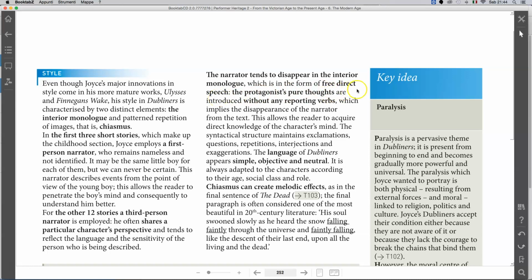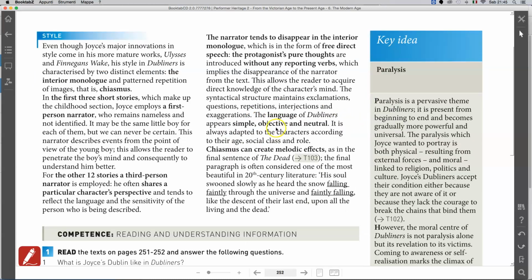The free direct speech is the protagonist's pure thoughts, which are introduced without any reporting verbs. And this implies the disappearance of the narrator from the text. All this technique allows the reader to acquire a direct knowledge of the character's mind.